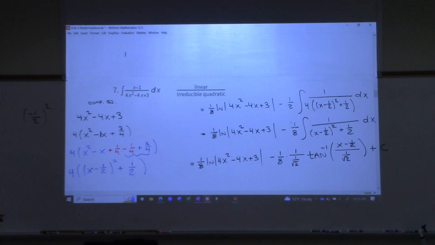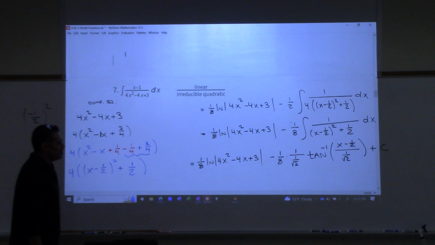Could you write it as root 2 times x minus 1/2? You can. If you look at an answer in a book, it's probably going to have done something like that. They'll probably rationalize.